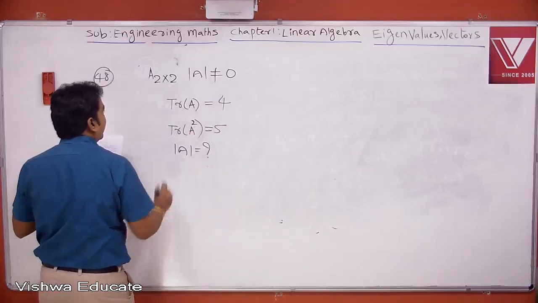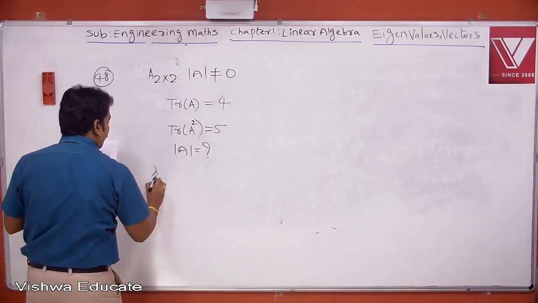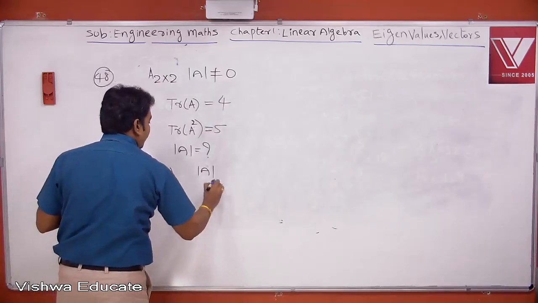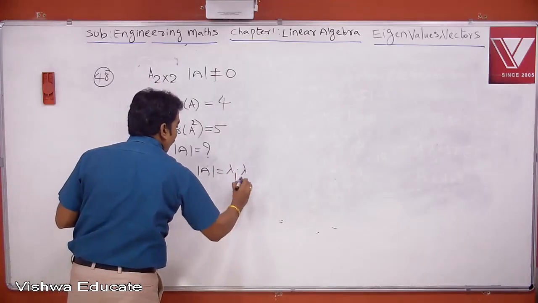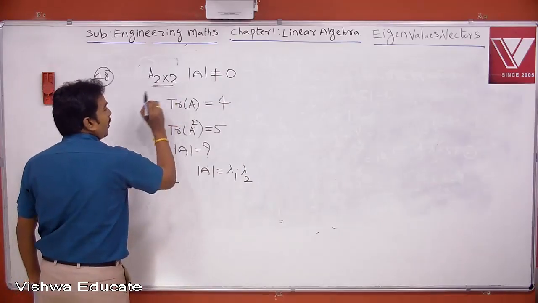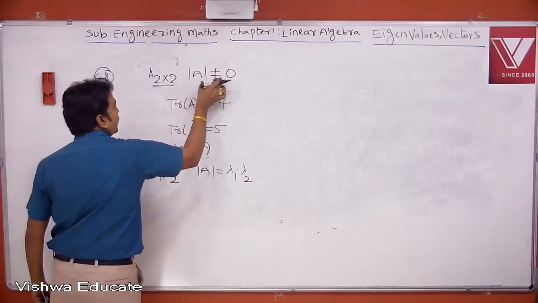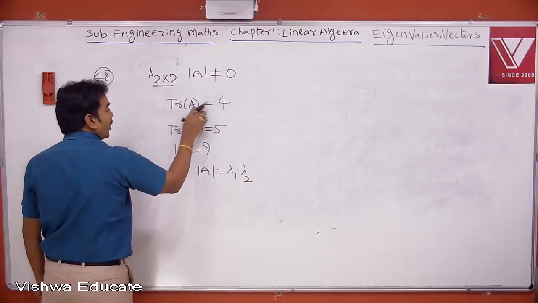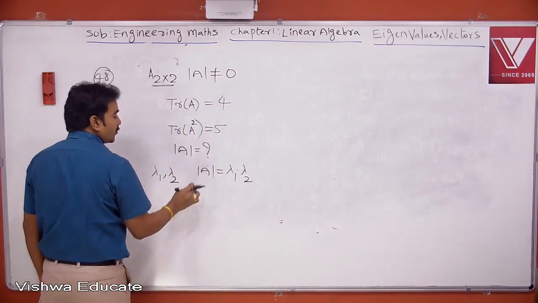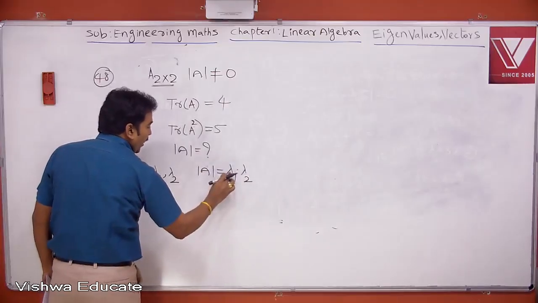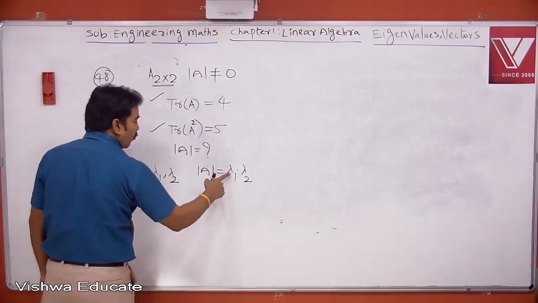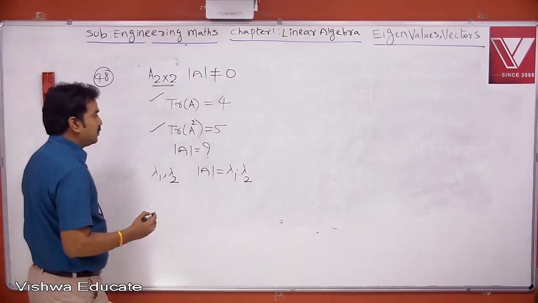Det of A. Since it is a 2 by 2 matrix, it has two eigenvalues, lambda 1, lambda 2. So therefore, det of this matrix is the product of eigenvalues, that is lambda 1 into lambda 2. So this information is given. A is a 2 by 2 matrix. It is non-singular, that is det not equal to 0. Its trace is 4, trace of A square is 5. Then they were asking det of this matrix. Basically, det is product of eigenvalues. Now, based on this information, let us try to find what is lambda 1, what is lambda 2.